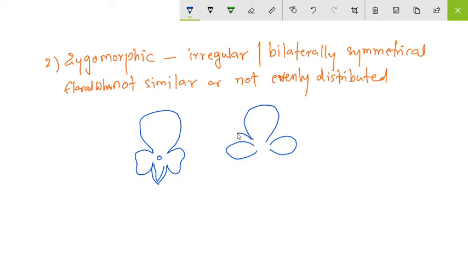Okay, this calyx. Okay. And these two curls. Okay. So there are five petals, but one is the large one. Okay. At the posterior side.